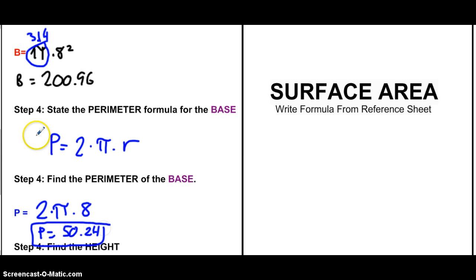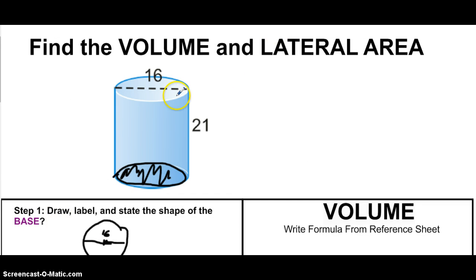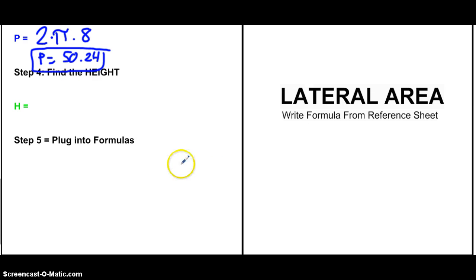All right, we got our base and we got our perimeter now. Finally, the height. Well, that's the easy part. We just look at this. The height is this up and down area. So this is the height, and that is just equal to 21. All right, we did it.